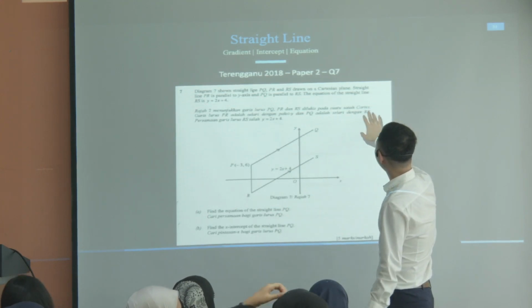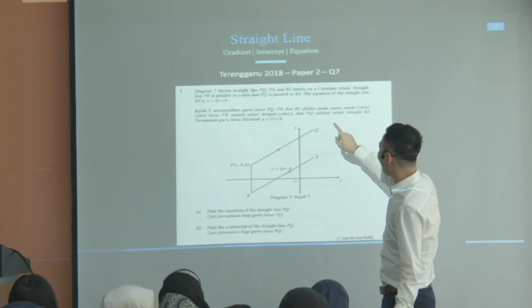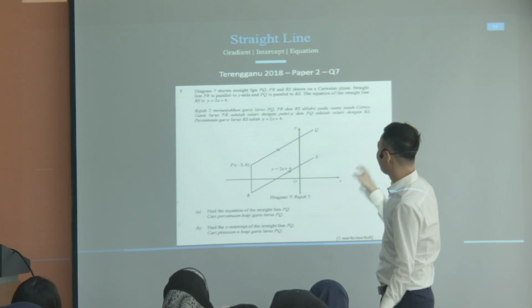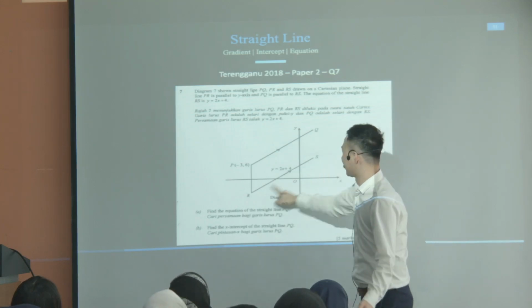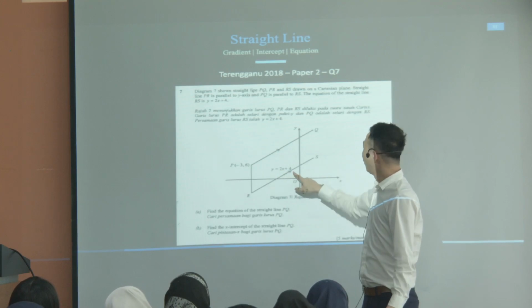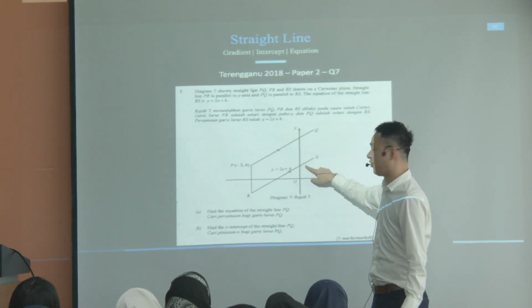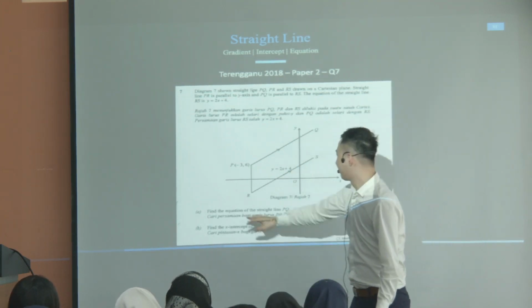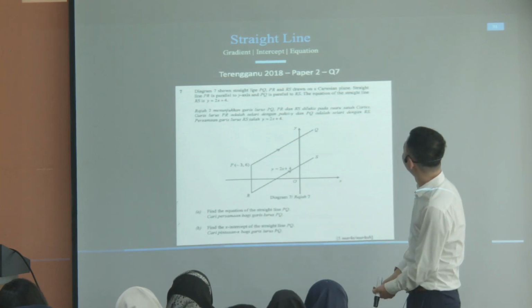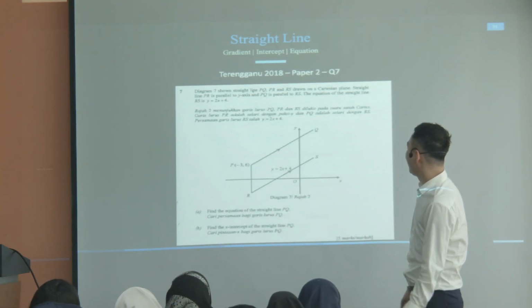And then the equation of the straight line RS is y equals 2x plus 4. Where's my RS? Okay, it's here. So the gradient is 2, y-intercept is 4. That means it passes through the 4 here. Alright, find the equation of PQ.